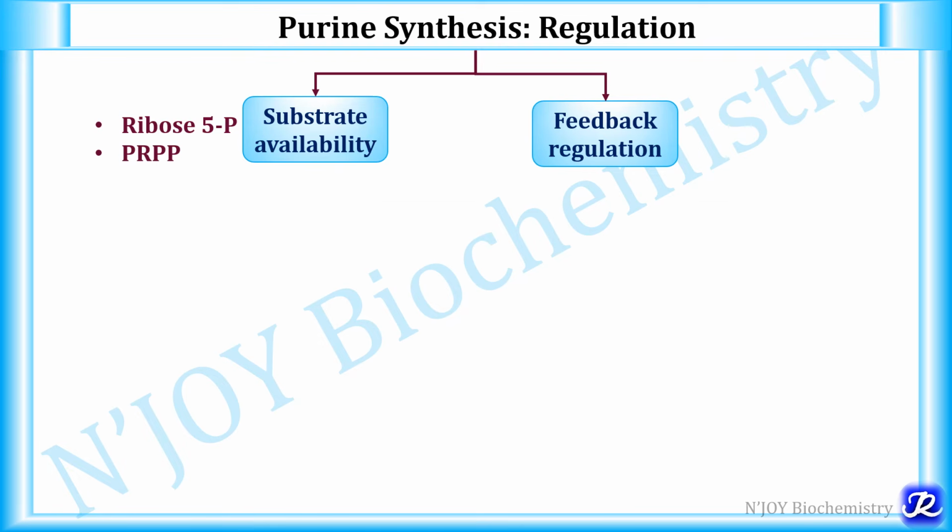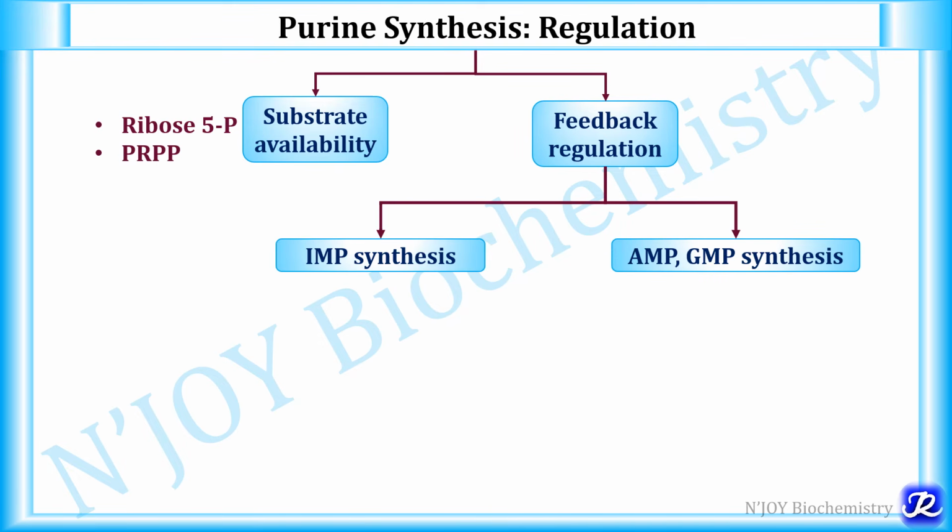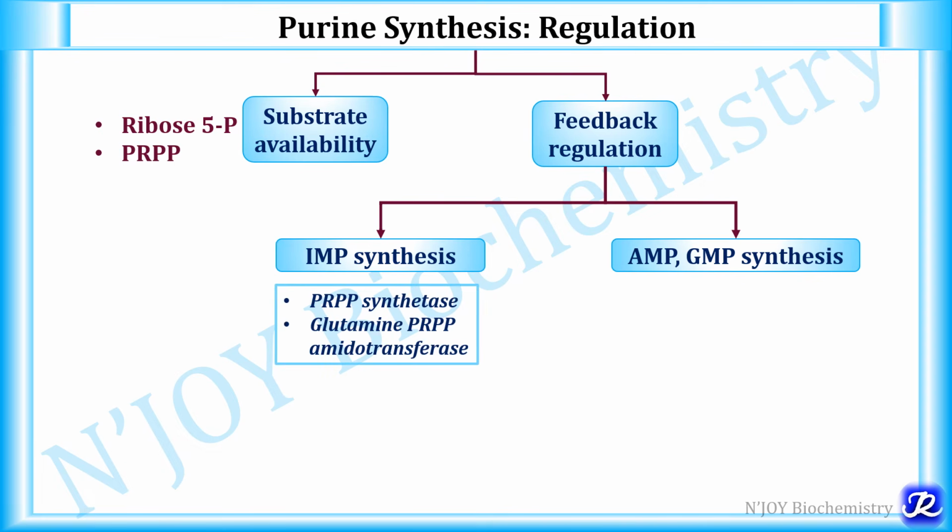The second mechanism is feedback regulation. This feedback regulation involves IMP synthesis, that is the parent nucleotide synthesis, and from this IMP further AMP and GMP are synthesized. So at the IMP synthesis level, two enzymes are important. First is the PRPP synthetase, which leads to formation of PRPP, and second is glutamine PRPP amidotransferase, which is responsible for synthesis of phosphoribosylamine. And the products like AMP and GMP are the inhibitors of these enzymes. So IMP synthesis is regulated by feedback inhibition by AMP as well as GMP.